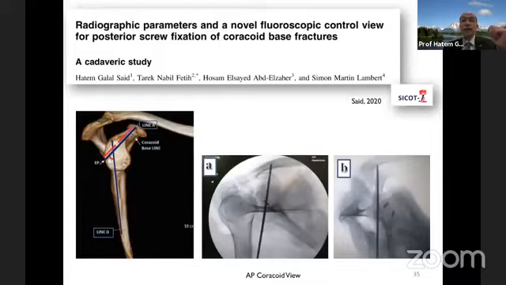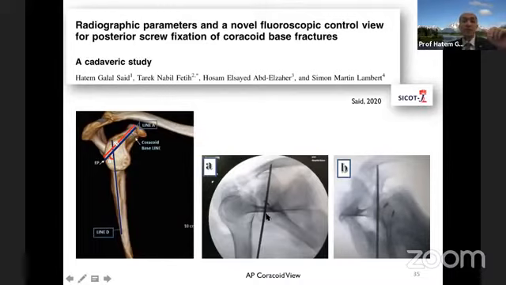Now, we also described what's known as the coracoid screw, because a lot of the time when you do a posterior Judet approach, you have a base of coracoid fracture. So we did a cadaveric study, and we described the AP view of the coracoid, which is a new view. Describe the angle so you know that your coracoid is reduced.